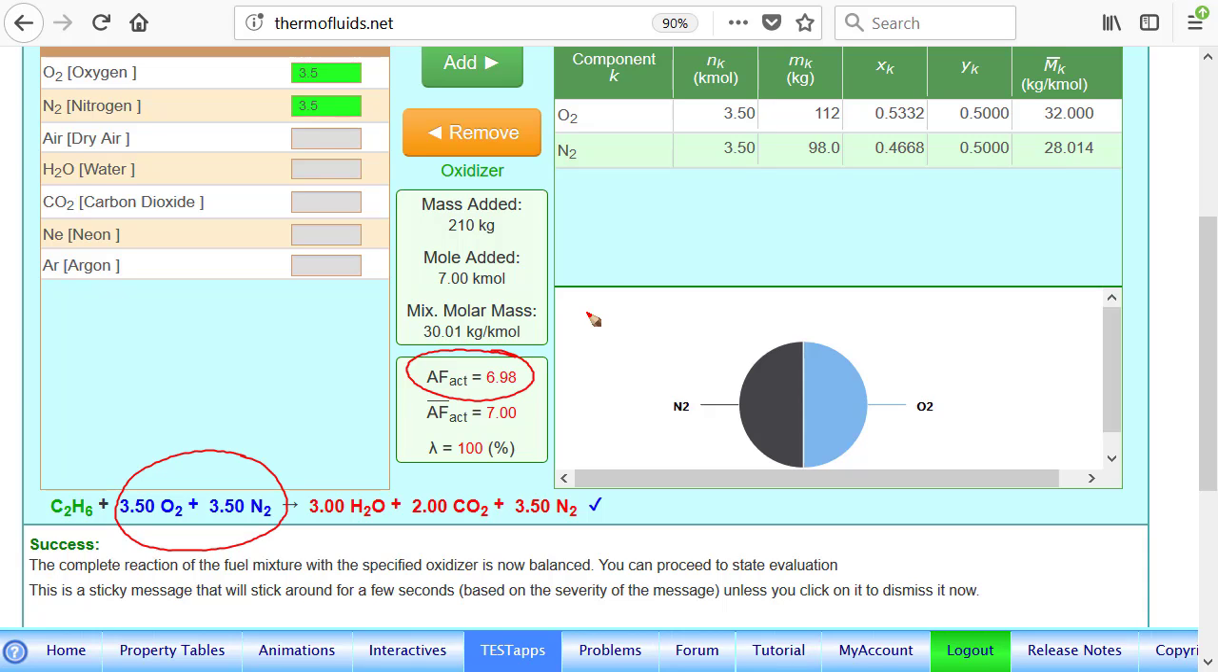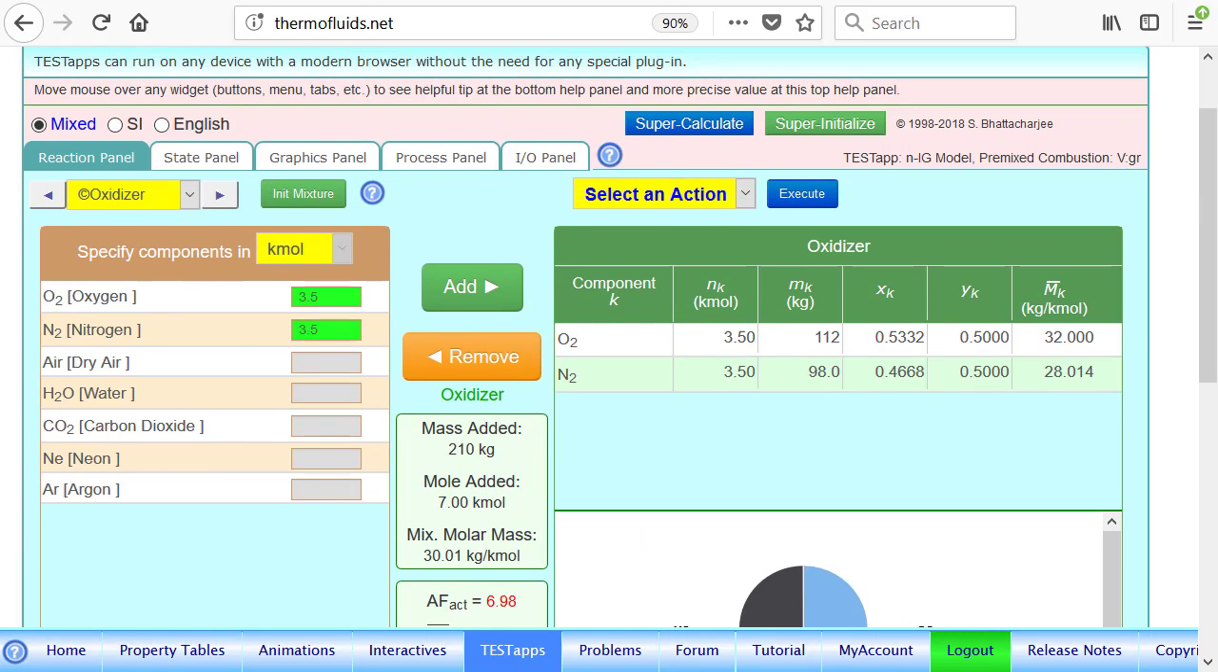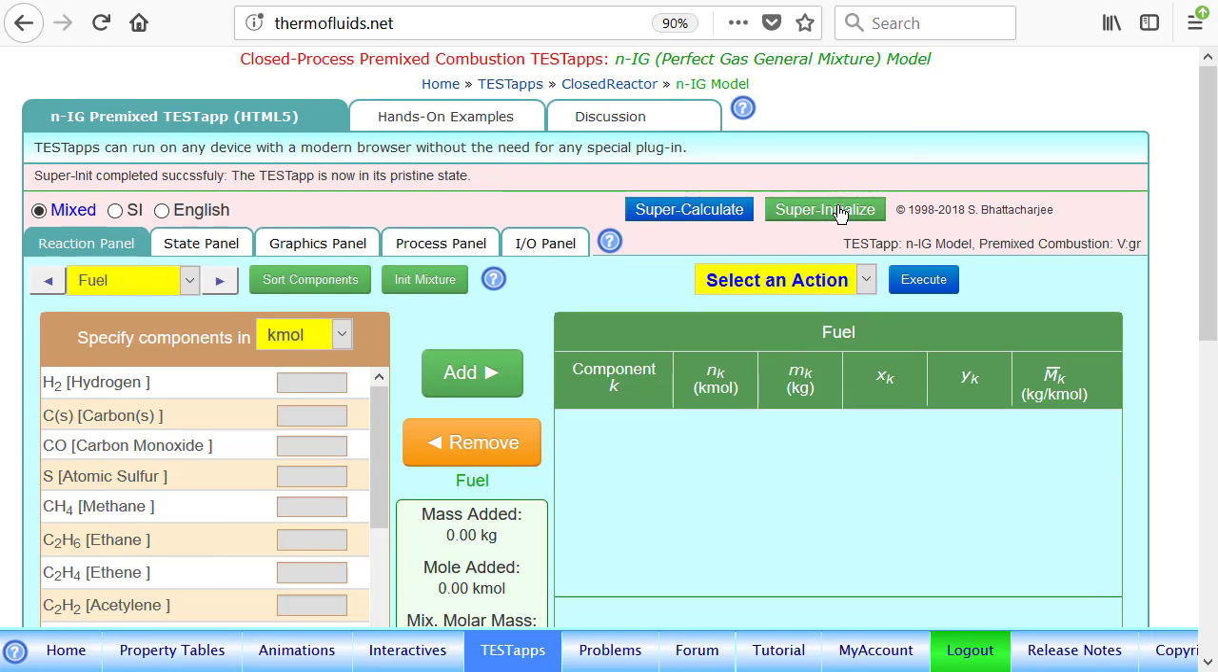However, we are given 10 kg of mixture. Therefore, we can calculate lambda immediately. Lambda will be 10 kg divided by 6.98. And that you can calculate to be 1.43, or 143%. With this knowledge, let's go and redo the equation. So let's reinitialize everything.